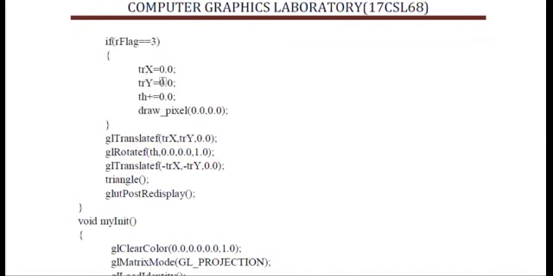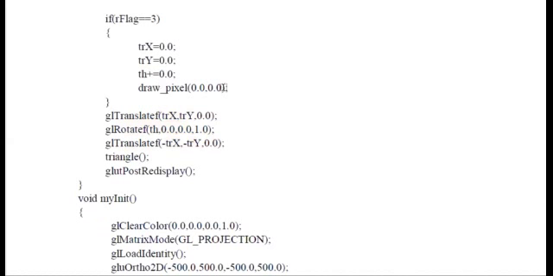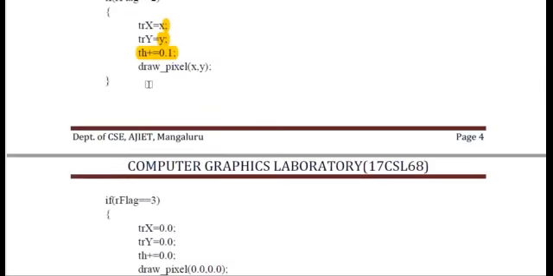So if you don't have to translate, then the x and y value for translate is 0, and the theta value also been set to 0, and a pixel is being drawn in the origin position, that is at x and y coordinates, the 0 0 position. So this is about the display function.